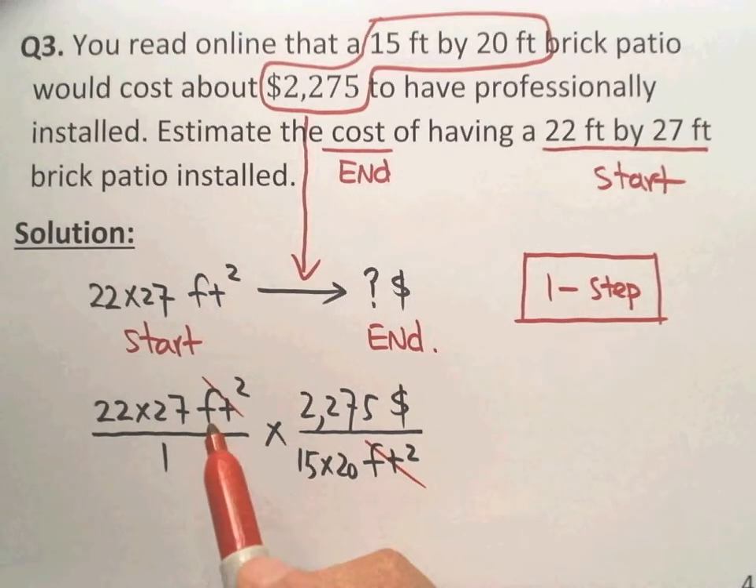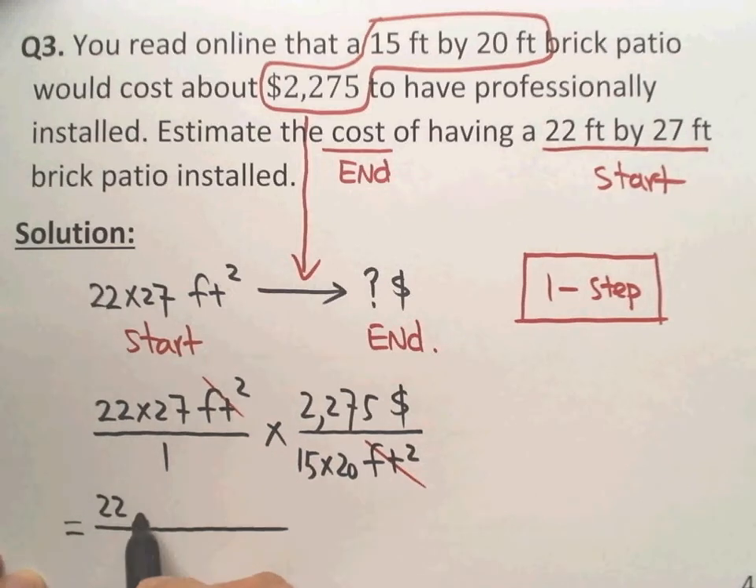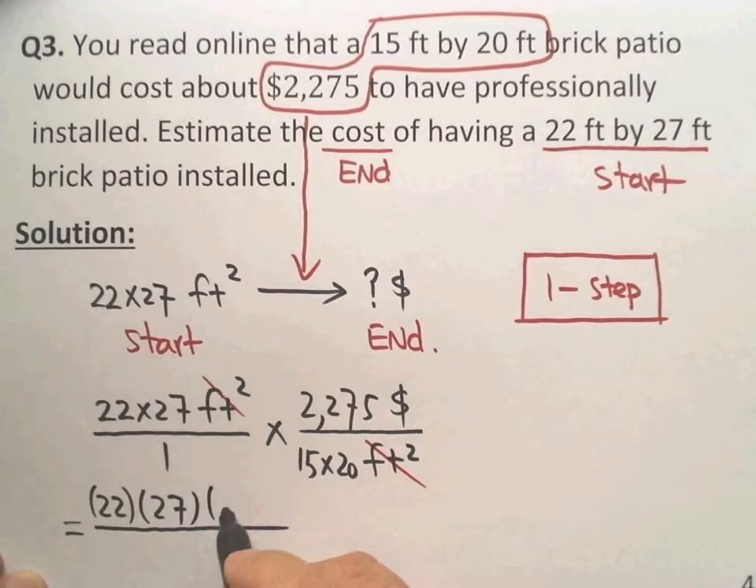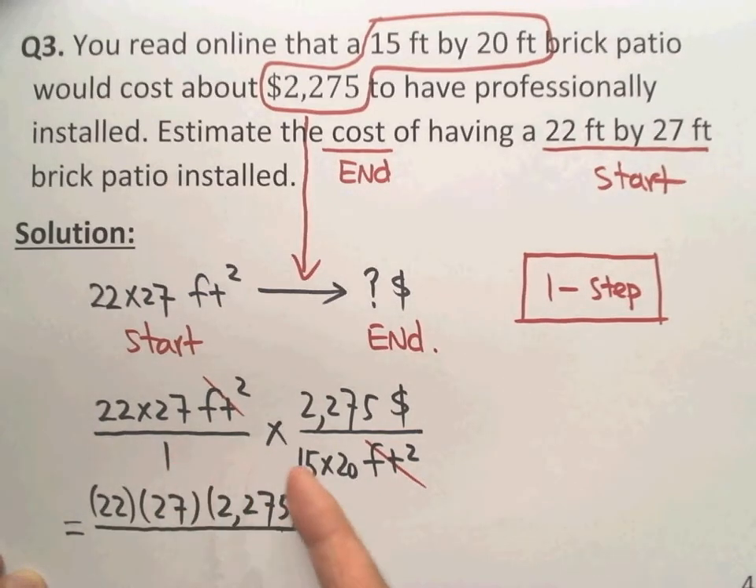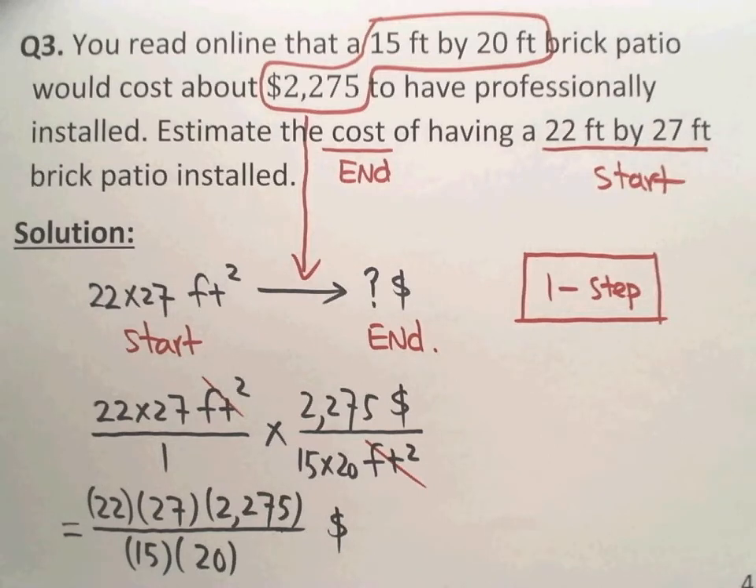How to do the calculation? Cancel. We cancel the old unit and get the new unit. The calculation is simple. Now, the last step: put all the numbers on top together, put all the numbers on the bottom together, and do the calculation with the calculator. Let me write it a little bit longer. This number 22, I still use parentheses, times 27, parentheses, times 2,275. The bottom, I ignore the 1 because 1 times any number is the same. And then we have 15 times 20 on the bottom. What is the unit? We have one new unit left, which is dollars.